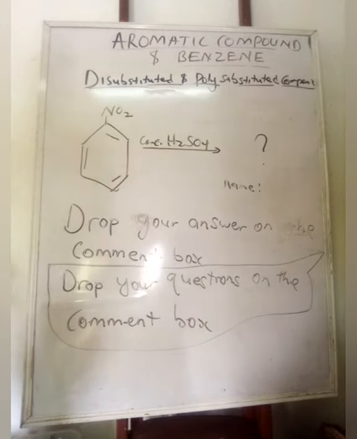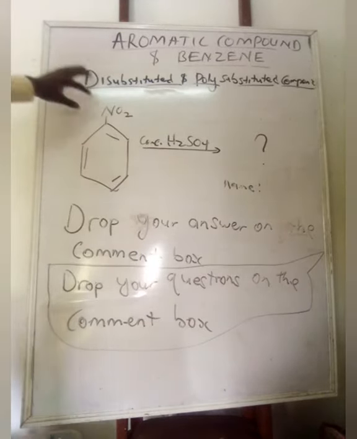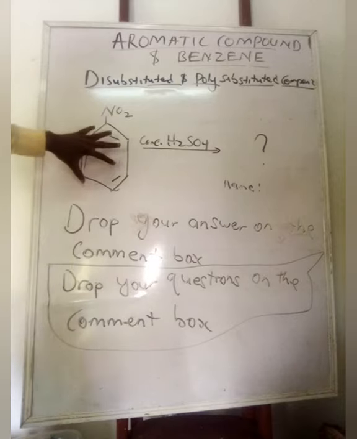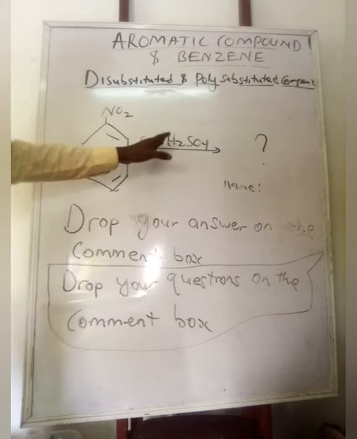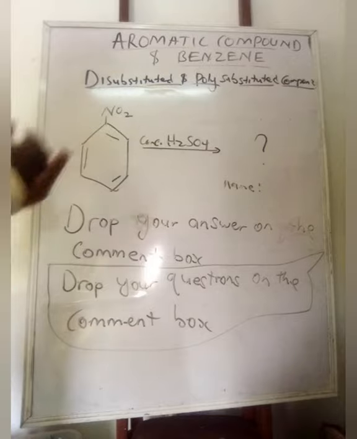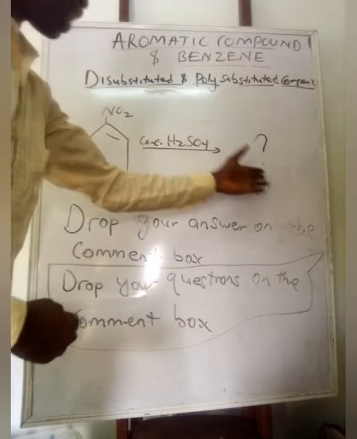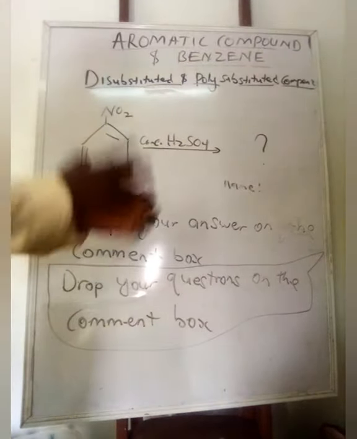Now you can try this. This is the nitro group attached to the benzene. Now we have to carry out a reaction, which is called sulphonation. What will be your product and the name? So drop your answer in the comment box.